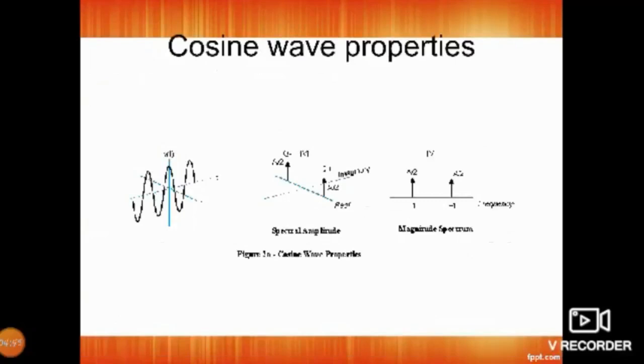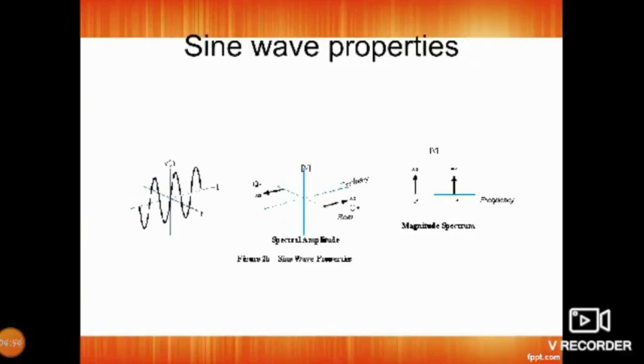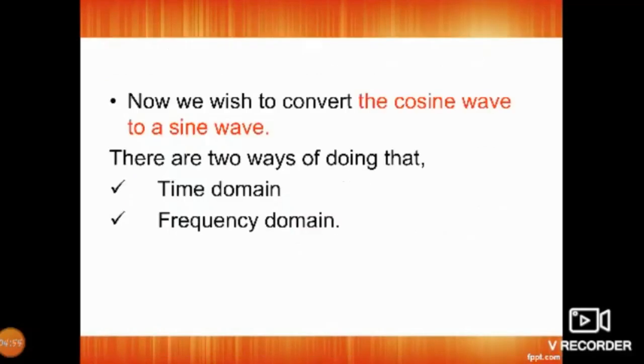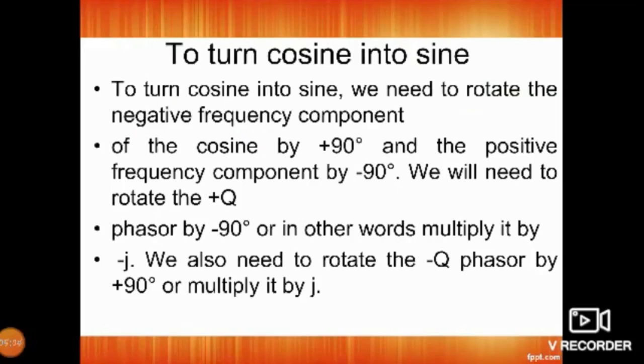These cosine and sine wave properties are given here. The cosine wave starts at maximum and the sine wave starts at 0. So simply the cosine wave is converted to a sine wave. There are two ways of conversion: one is time domain and another one is frequency domain. So to convert cosine into sine, some different steps are there.